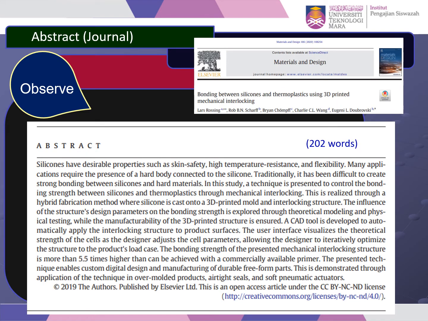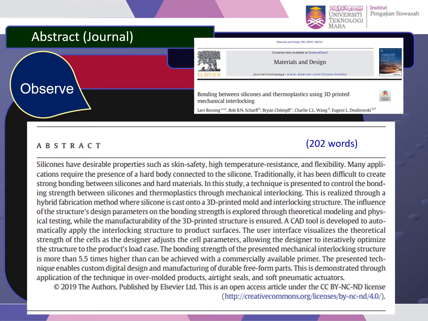Now this is another sample which I took from the journal titled Materials and Design. This is a popular journal with a very high impact factor, Q1. The number of words is 202 words. Well, I believe it's actually 200 words. It's just that when I cut it and put it into Word, it's counted as 202 words.